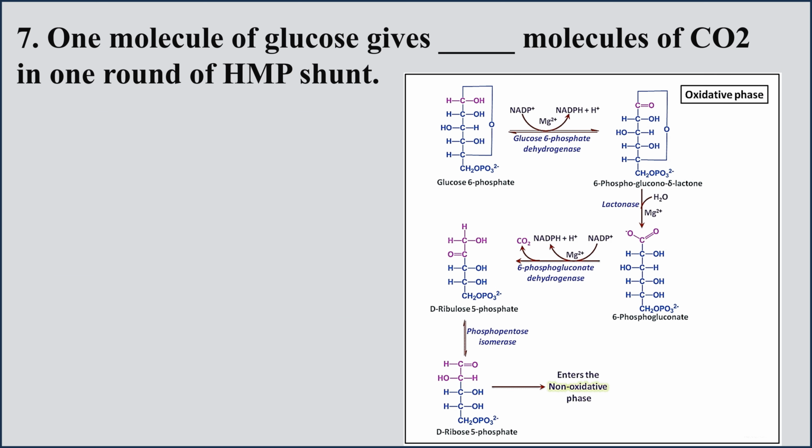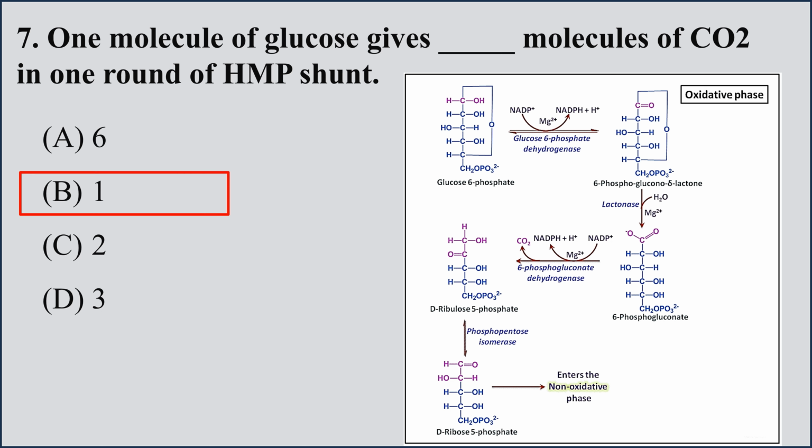Question number 7. One molecule of glucose gives how many molecules of carbon dioxide in one round of HMP shunt? A. 6, B. 1, C. 2, D. 3. So the right option is 1. There is only one carbon dioxide production in the whole HMP and pentose phosphate pathway, and this one carbon dioxide is produced or formed in the third reaction of the oxidative phase.